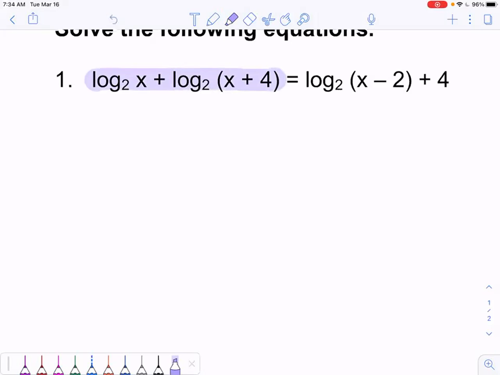Yeah, let's combine those. So there's 2 of them on the left. They're being added. That's called the product property. You pull them together as a product. And as a product, if we multiply them, we end up with x squared plus 4x. And I'm going to place parentheses back around them because they are together.